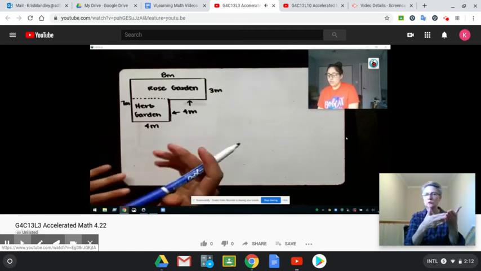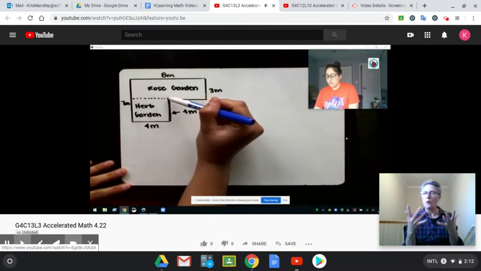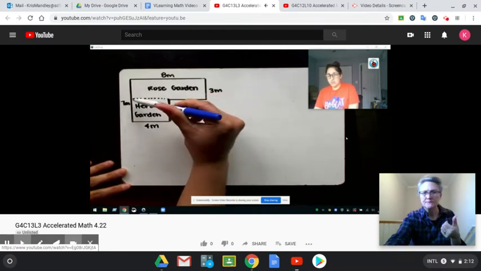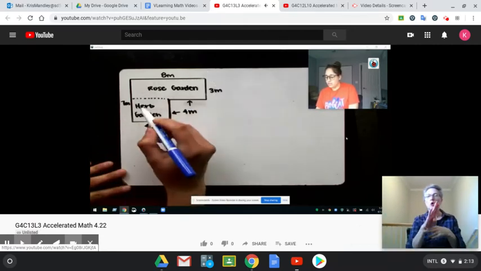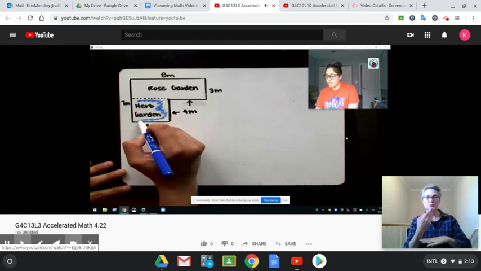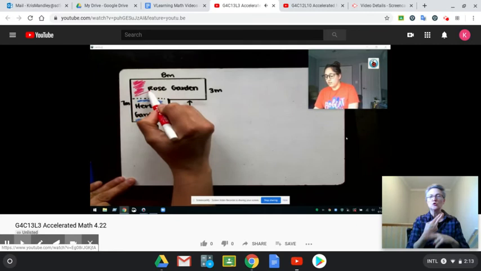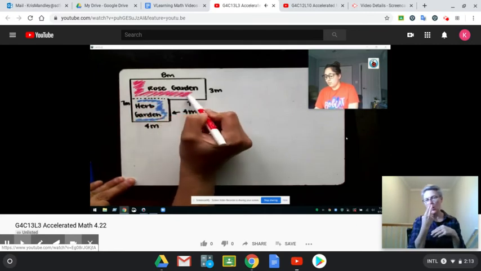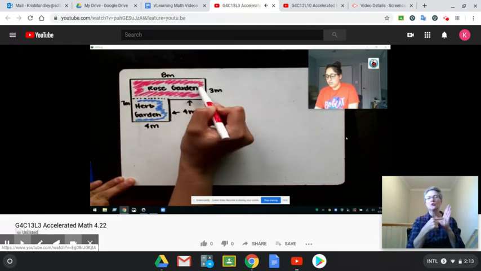So the first thing that we're going to do is notice that in this diagram, it's already kind of split, right? Here's our herb garden in this section down below, and here's our rose garden up top. For our work today, I'm going to use blue for our herb garden, and then I'll use red for our rose garden, since roses are often red, to keep our work organized so that you can follow along with me as we're working.